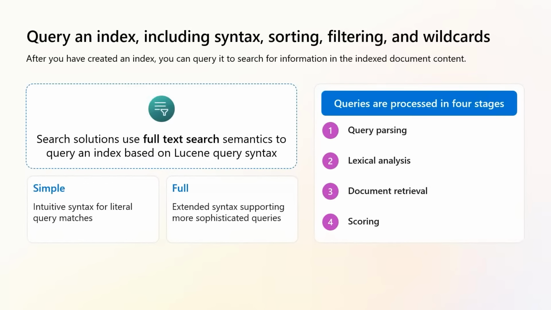And then comes the index and your queries. Querying uses Lucene syntax with 4 stages: parsing, lexical analysis, document retrieval, and scoring. For the exam, make sure you know the difference between simple syntax for basic matches and full syntax for complex queries. You might be asked to identify errors in a query or how to handle filtering, sorting, or wildcards. Before you take the exam, practice writing a few queries to build confidence.